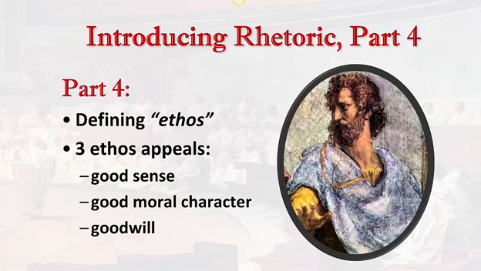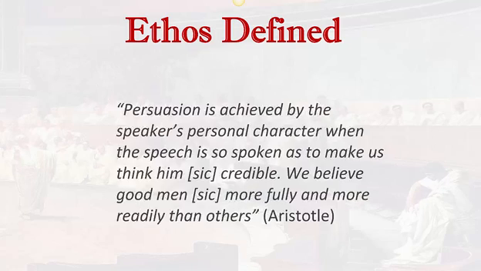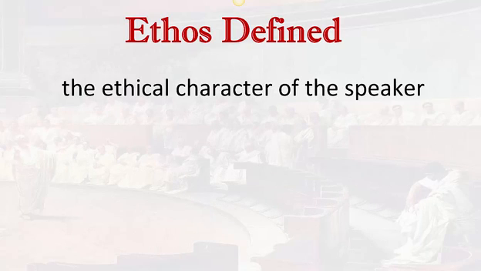How did Aristotle define ethos? Well, we can turn to his Rhetoric to check it out. Persuasion is achieved by the speaker's personal character when the speech is so spoken as to make us think him credible. We believe good men more fully and more readily than others. So in other words, what we're talking about when we think of ethos is the ethical character of the speaker. In other words, credibility. To what extent can the audience actually profitably believe what the speaker is saying?